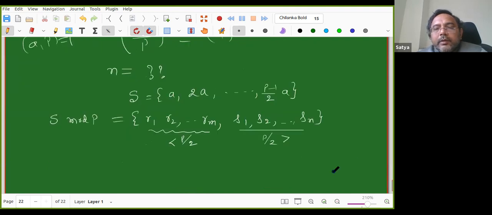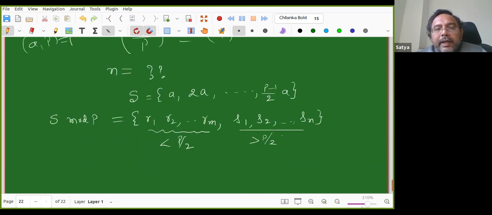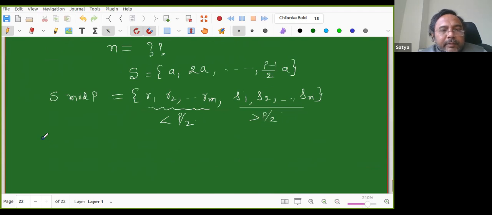So better to write it like this. These are less than p/2, and these are greater than p/2. So n of them are greater than p/2. Then that is the symbol (a/p). So this is Gauss's lemma. Then Eisenstein's lemma.